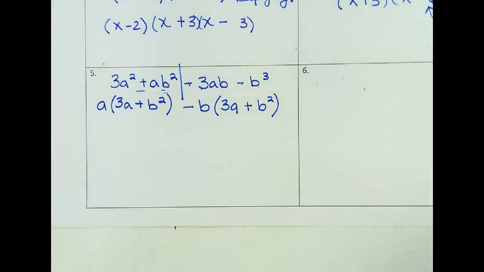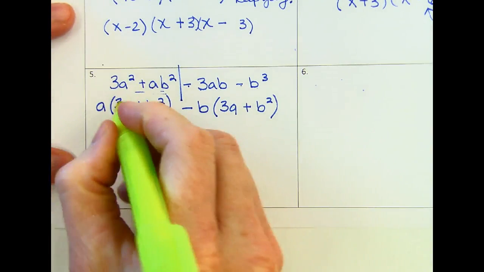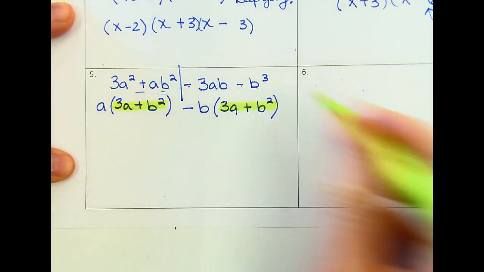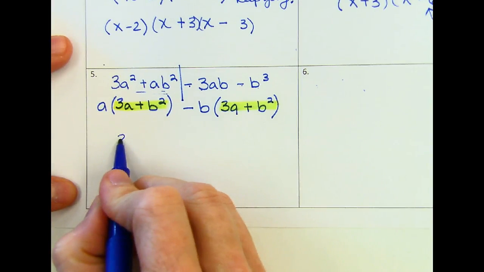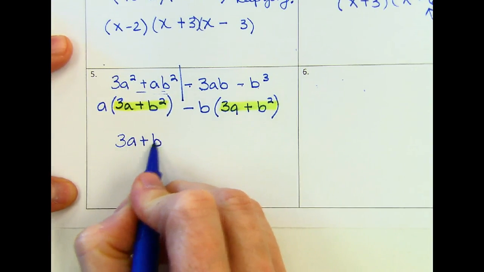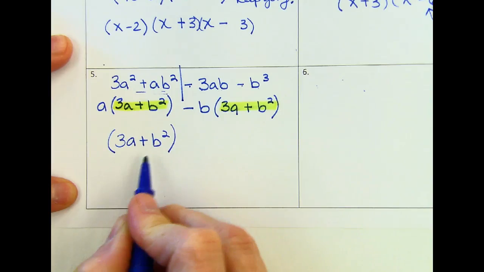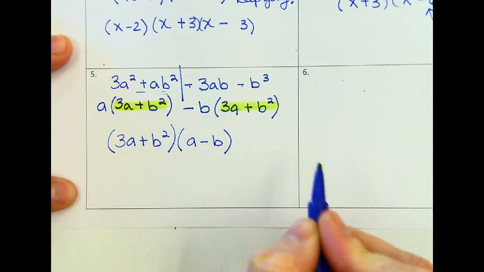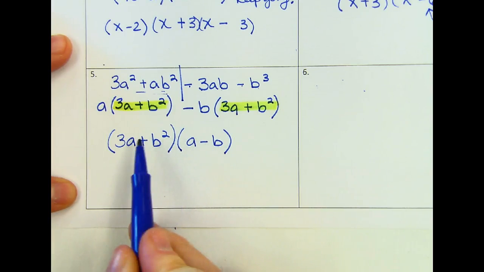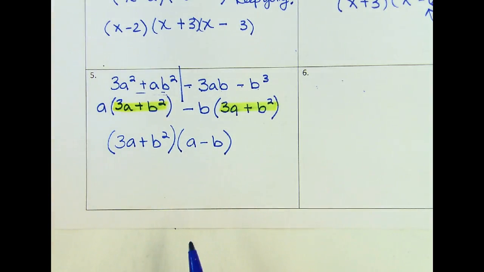Now, as I look at this, I'm very happy to see that those two factors are indeed identical. So I can factor those out. So 3a plus b squared times a minus b. Once again, I do not have difference of squares, so I stop and then go from there if I needed to, but I have to stop on this one.